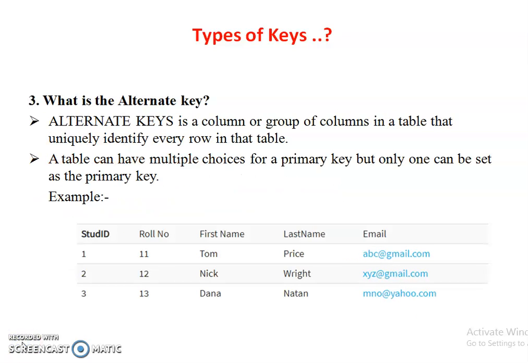Next type of key is the alternate key. An alternate key is a column or group of columns in a table that uniquely identifies every row in that table. A table can have multiple choices for a primary key, but only one can be set as the primary key. All the keys which are not the primary key are called alternate keys. See in this example, student ID, roll number and email. These qualify to become a primary key, but since student ID is the primary key, roll number and email ID become alternate keys.